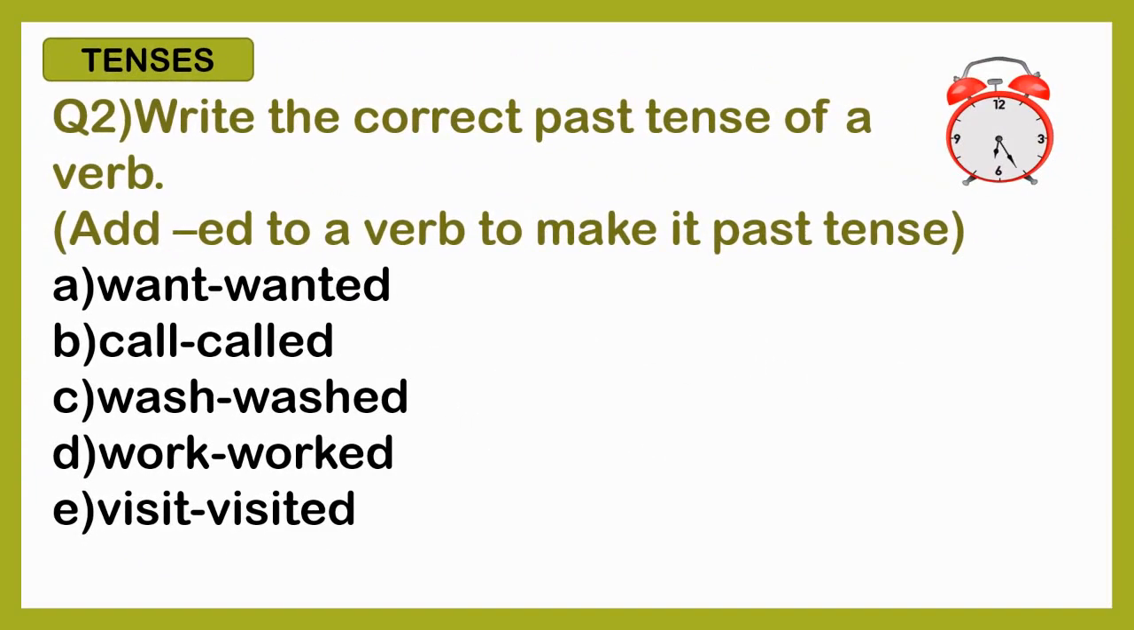Now, question number 2. Write the correct past tense of a verb. Students, here you have to add ed to a verb to make it past tense. Number 1. Want, wanted. Number 2. Call, called. Number 3. Wash, washed. Number 4. Work, worked. Number 5. Visit, visited.